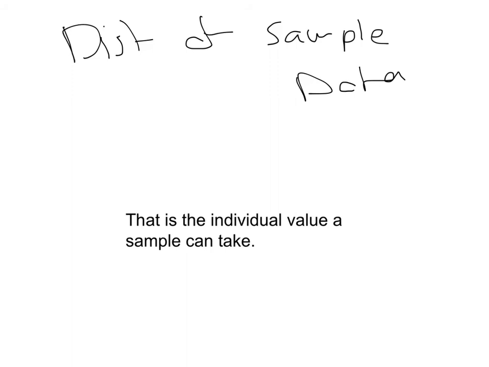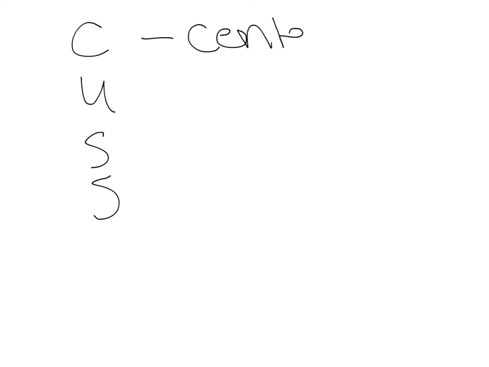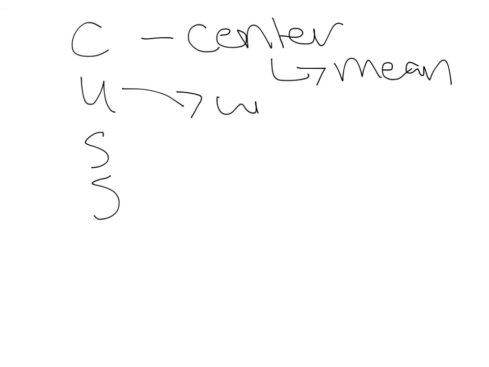Alright. So now we're going to look at sampling distributions and how we can describe them. Remember when we talked about distributions early in the year, we used CUS. CUS stands for center, which is your mean, like where is the middle of the data. U is your unusual features.